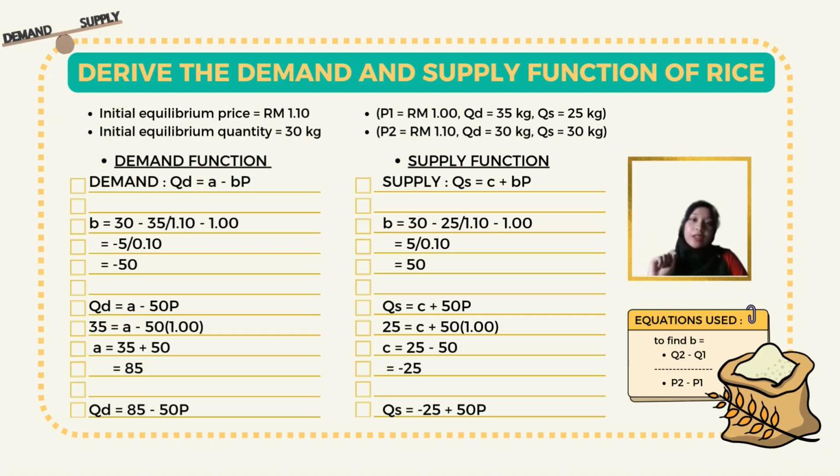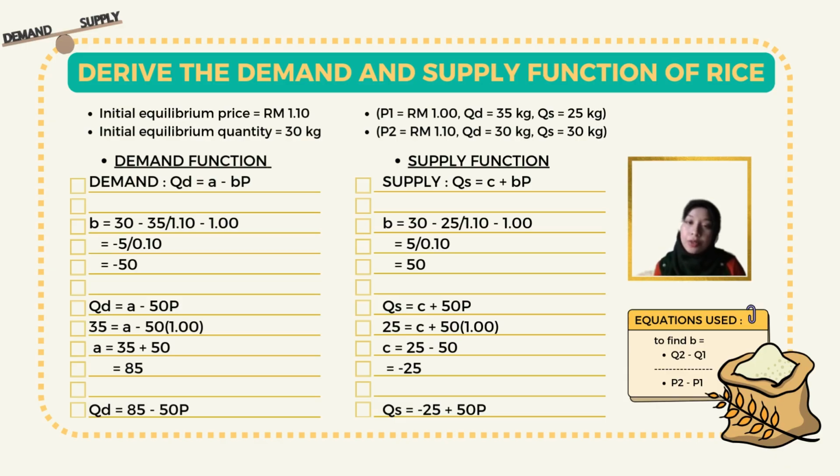Let's first solve the demand function. We need to use the demand equation QD equals A minus BP. First, we need to find the B. To find the B, we need to use the quantity of the second point minus the quantity of the first point, divided by the price of the second point minus the price of the first point. So B equals 30 minus 35 over 1.10 minus 1, equals negative 5 over 0.10. B equals negative 50.